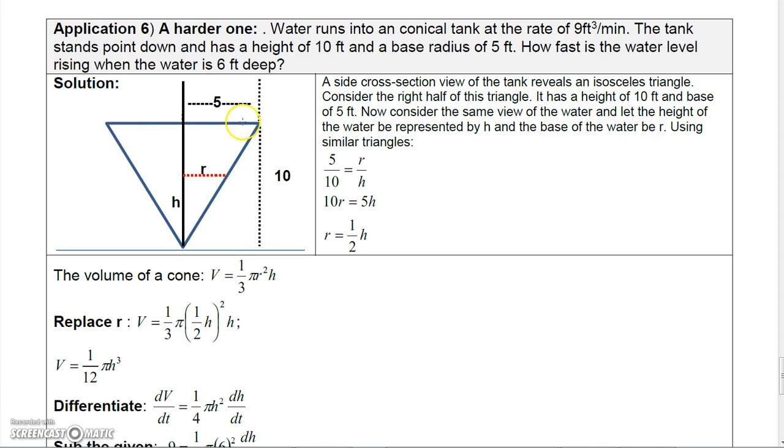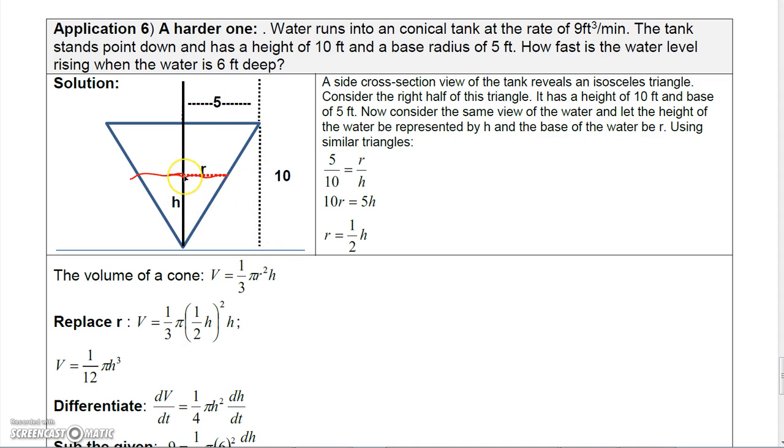Okay, so here we've got a tank that's shaped like a cone and water is pouring into it. And what we want to do is find how fast the water level is rising. That would be this h right here. If this is the water level, how fast is the water rising when the water reaches 6 feet deep? Well, they tell us that the radius of this tank at the top is 5 and the height is 10.